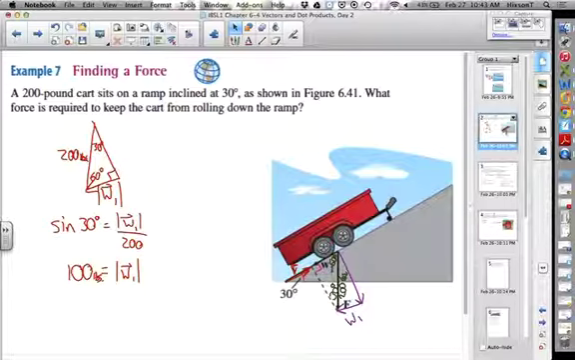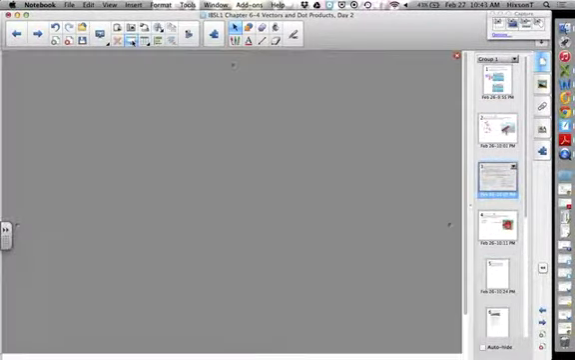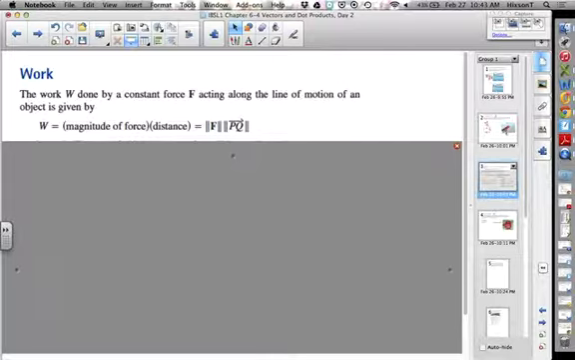Alright, so that's finding a force component. The next thing we want to talk about is work. Okay? Work is a basic concept for those of you who haven't had physics yet. The work done by a constant force F acting along a line of motion of an object is given by W equals the magnitude of the force times the distance.